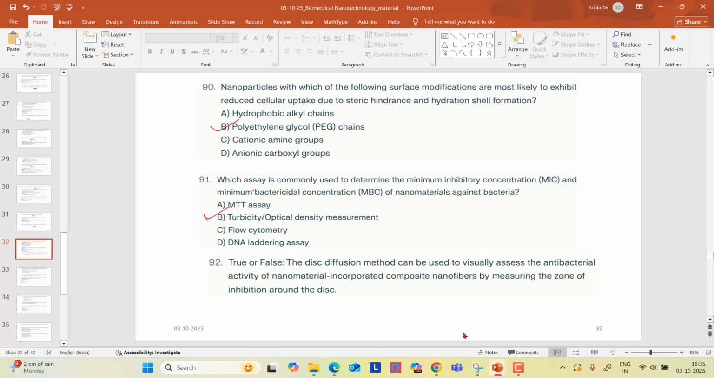The disk diffusion method can be used to visually assess the antibacterial activity of nanomaterial incorporated composite nanofibers by measuring the zone of inhibition around the disk. Yes, true. It is true.